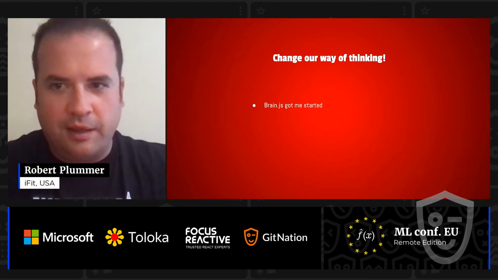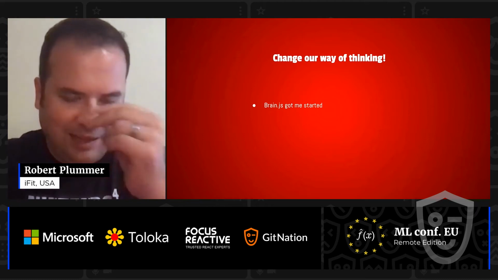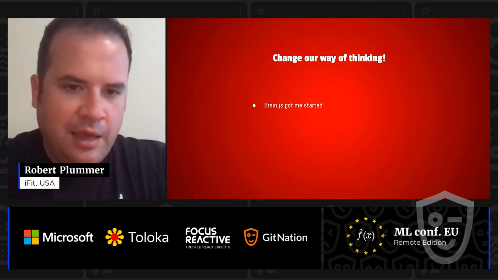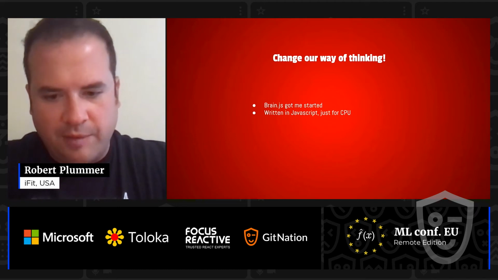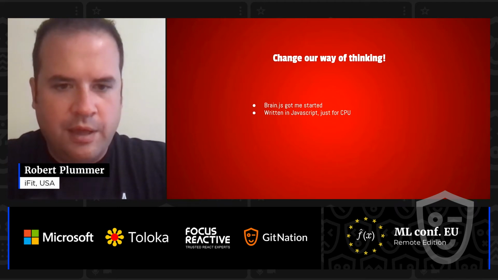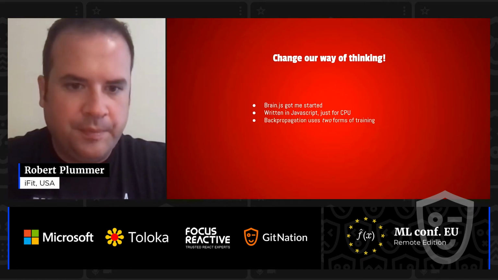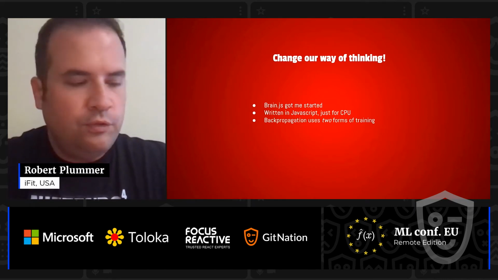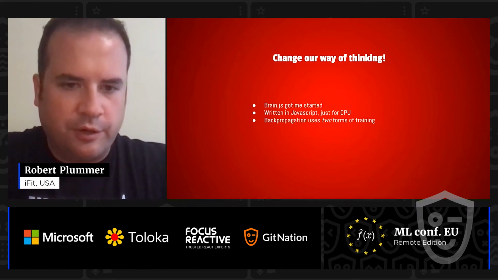Now, I got started in machine learning. I did a lot of research prior, but what really sparked it for me was when I was looking at the internals of Brain.js. Brain.js is a really nice JavaScript library, and it's written in JavaScript, and at the time it was written just for the CPU. Now it runs on both. But they did everything in one language. And their backpropagation used 2 forms of training rather than just one. So 2 optimizers, 2 trainers, whatever you want to call it. We call them praxis in Brain.